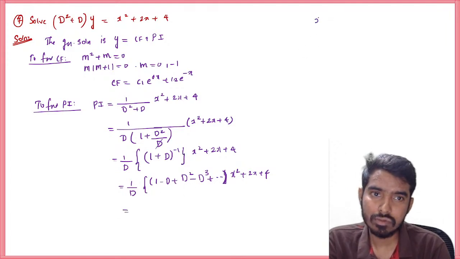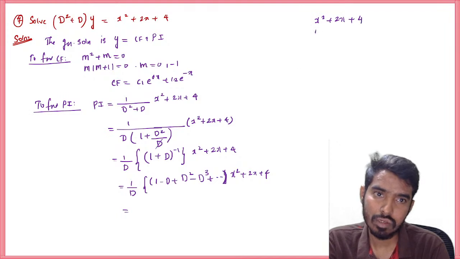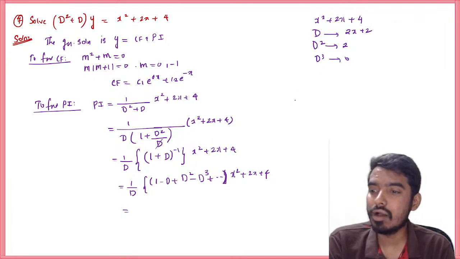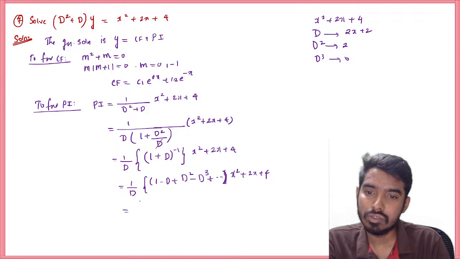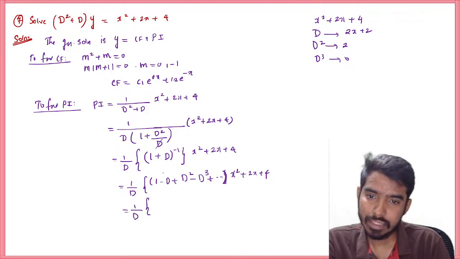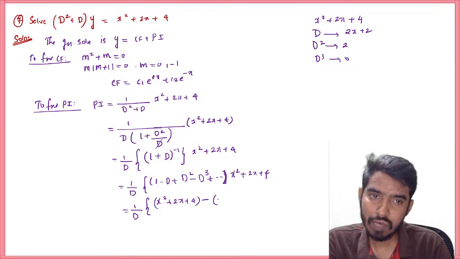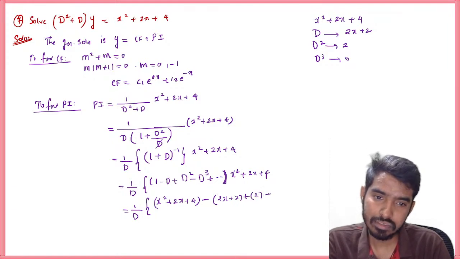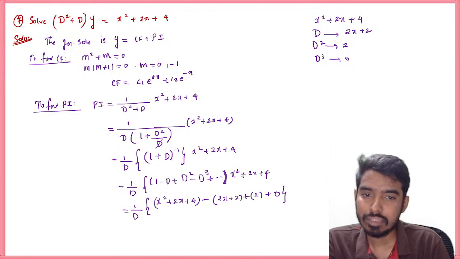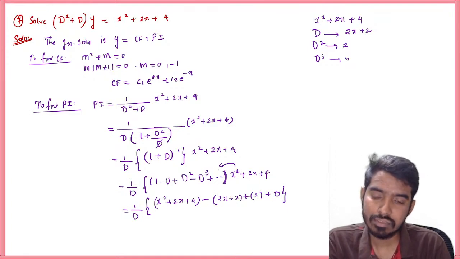So we have x squared plus 2x plus 4. So D is 2x plus 2, D squared is 2, D cubed is 0. So D to the power 4 will be 0, right? So this will be 1 by D. So multiply this 1 inside. So we will have x squared plus 2x plus 4 minus D of this term. So D of that term is 2x plus 2 plus D squared of that term is 2 and all of the rest of the terms are 0, right? So just multiplying these terms inside, D of this, D squared of this and so on.